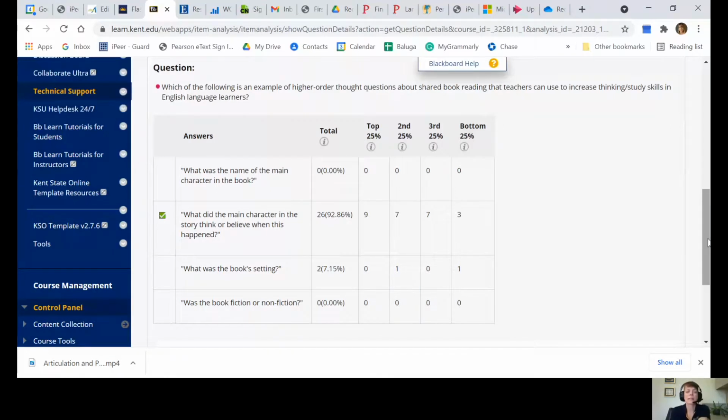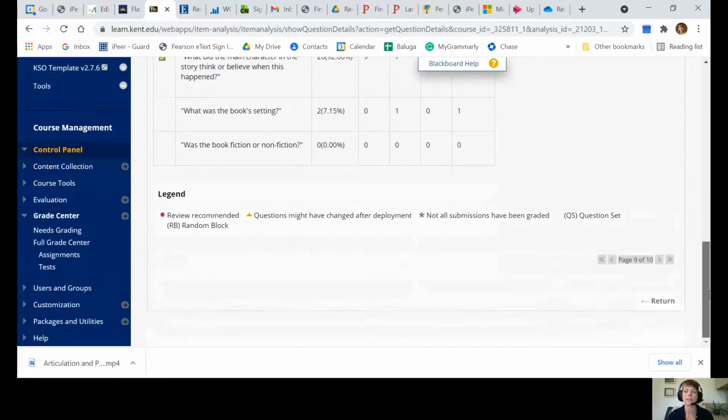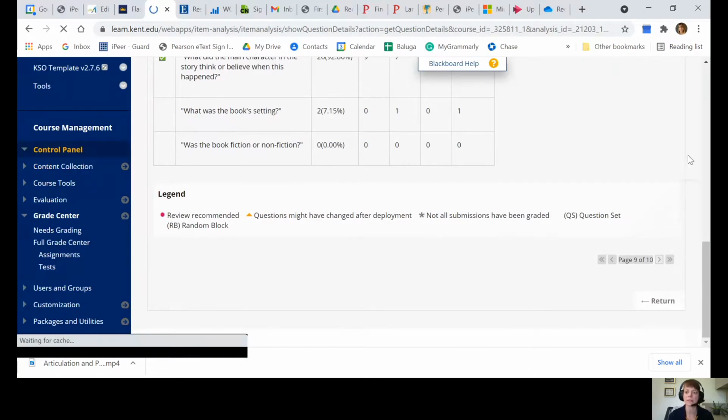Which of the following is an example of higher order thought questions about shared book reading that teachers can use to increase thinking and study skills in English language learners? So the answer to that is, what did the main character in the story think or believe when this happened? So we're getting beyond just sort of setting or character or general category genre of the reading. Is it fiction, nonfiction? We're getting into some much more higher order thinking, or even saying something like, what would you have done differently if you were the main character of this story? That's higher level thinking.